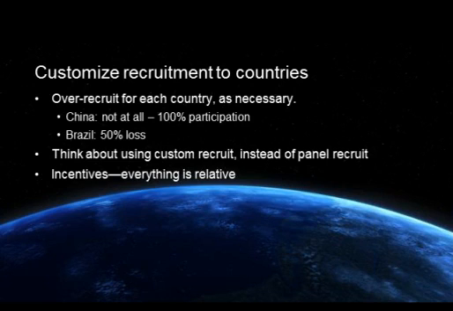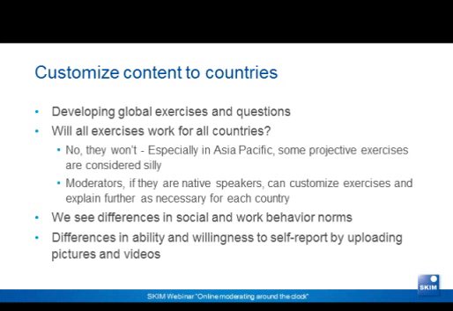Since we're talking about customization here, of course, our content needs to be customized too. How good the result you're going to get really highly depends on how good the design of your task is. Of course, we would develop a global exercise and global discussion guide and questions that give all countries a direction. So it is very important to have something more structured.